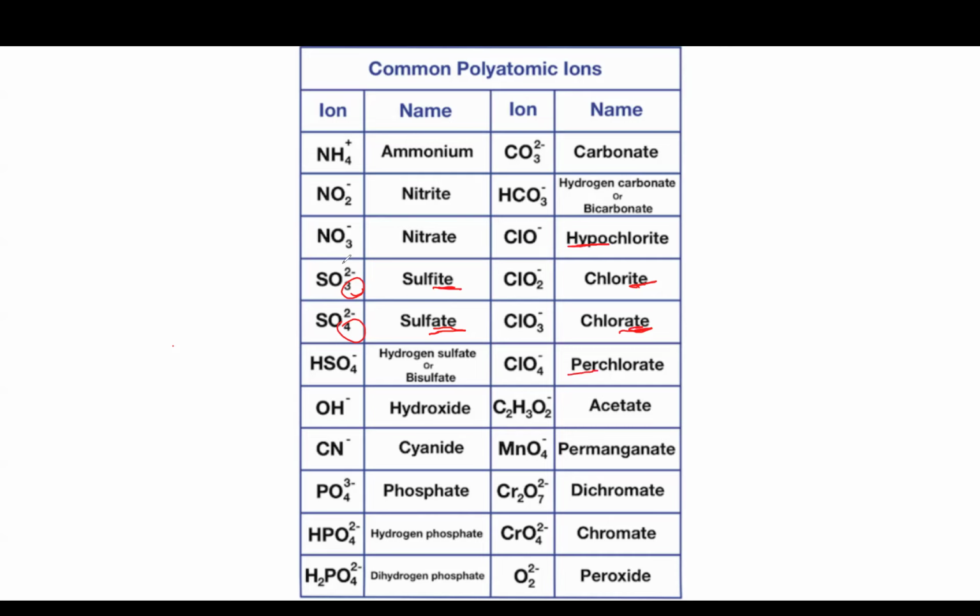So sulfate is a common one, nitrate is a common one, ammonium is common, carbonate, hydroxide, and phosphate. Those are the more common ones.